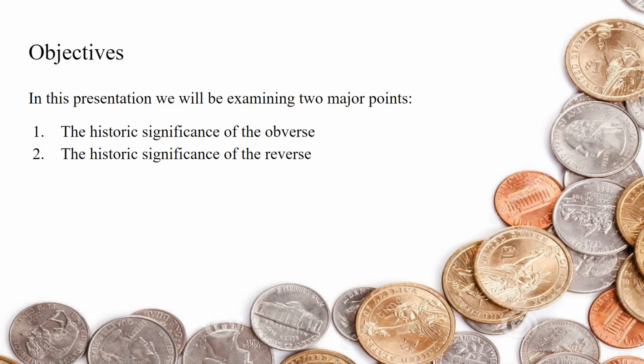So the primary objective is to analyze the historic significance of certain aspects of these coins. The two major points that this presentation is going to look at are the historic significance of the obverse side of the coin, as well as the historic significance of the reverse side of the coin. Why are they relevant, and why potentially does it make sense for them to be on the coin?